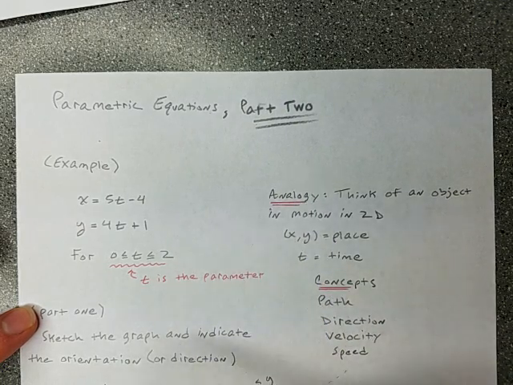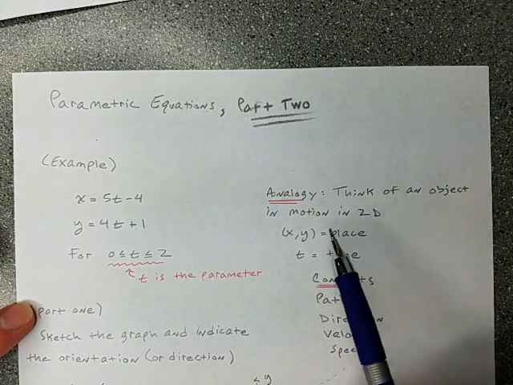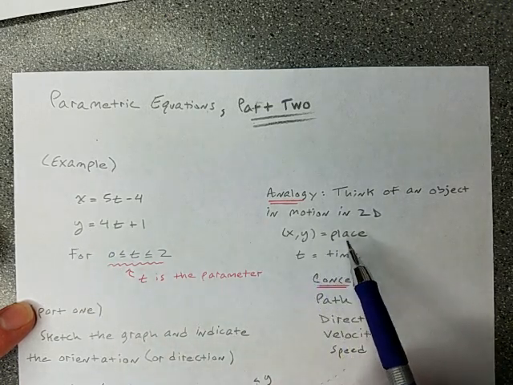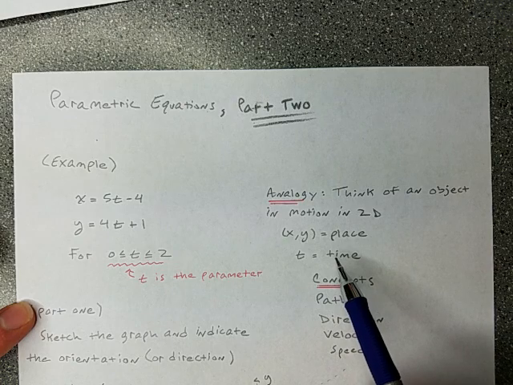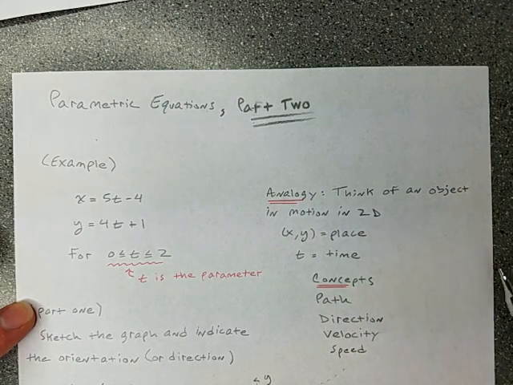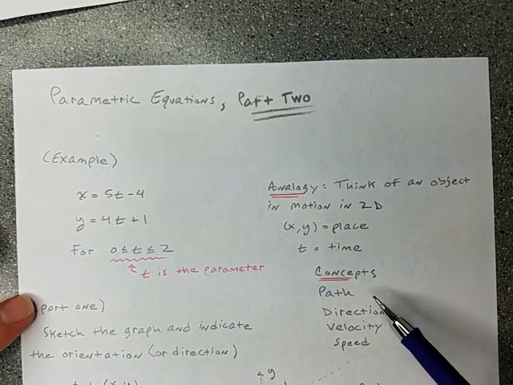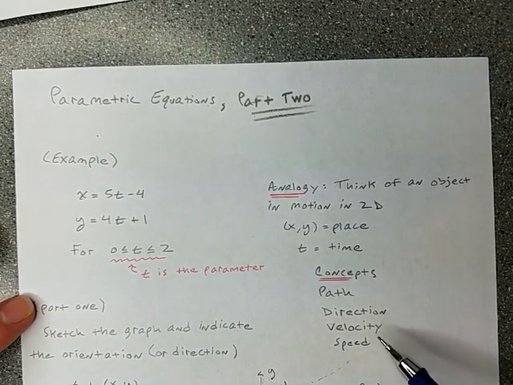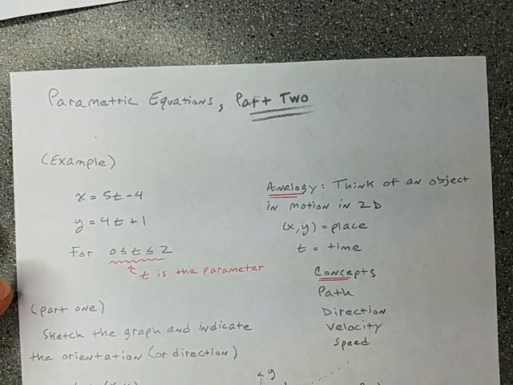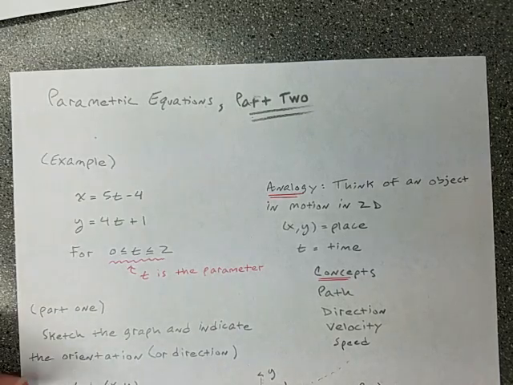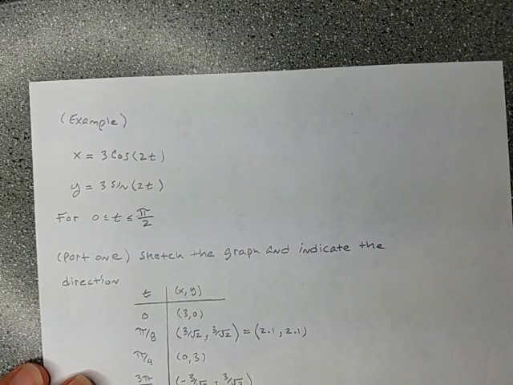If you want an analogy to this, you can think of it like an object moving in two-dimensional space, where x and y is the place, and t is the time. If something's moving, then at any time it has to be in some place. You get concepts like the path that the object is moving along, the direction it's moving, and how fast it's going, okay? So that's basic, with some algebra and other details. That's the main idea of the last video. In this one, I just wanted to do some other examples, okay?